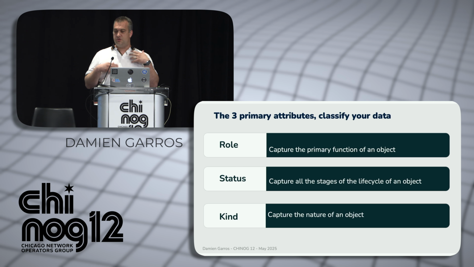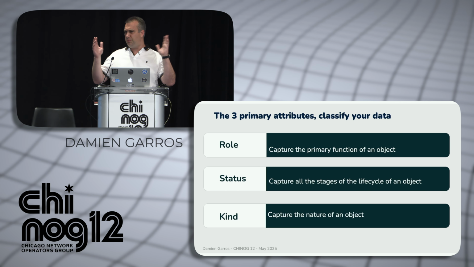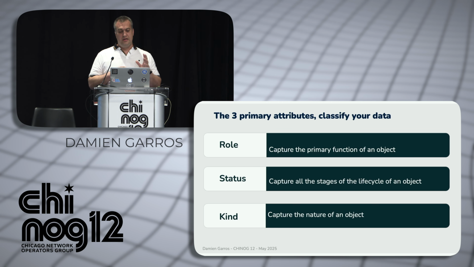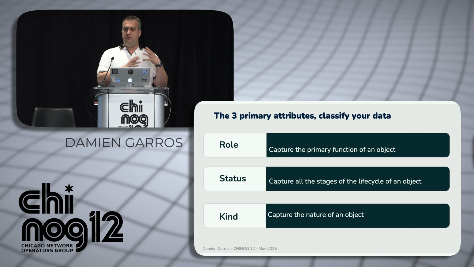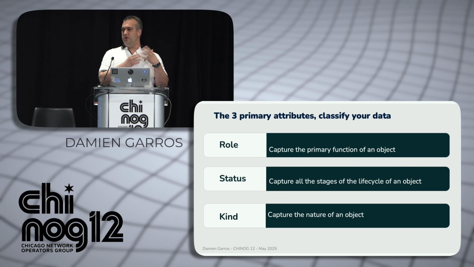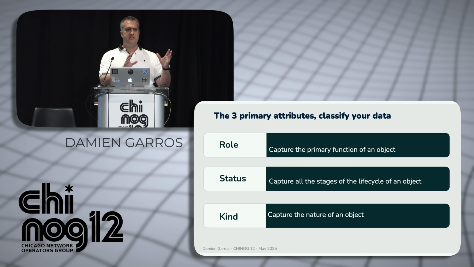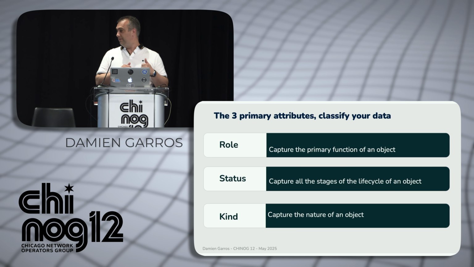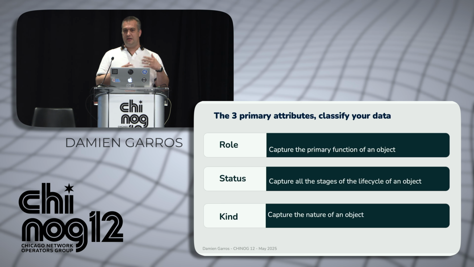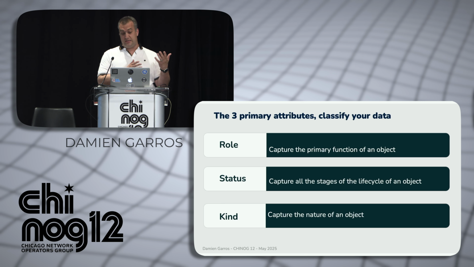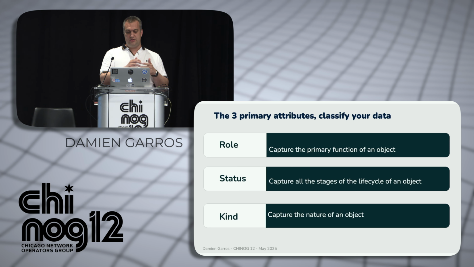To me, something that is super important, and it's a wider topic, I'm not going to cover it all here, is this idea that we need to classify the data. I'm going to assume that I convinced you to go with more of a declarative approach. You have a source of truth. You have everything in there. Congratulations. Now, the next step is you need to classify everything with a role, a status, and a kind.